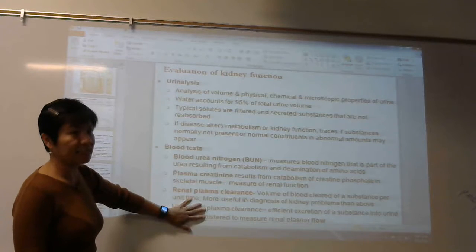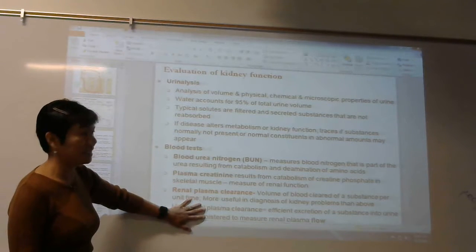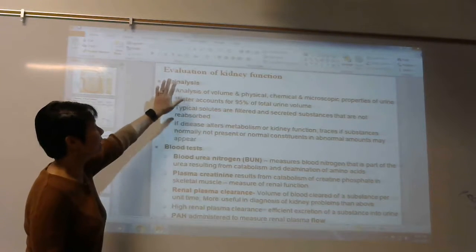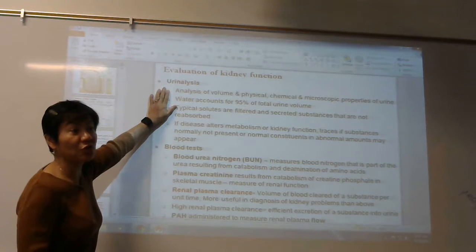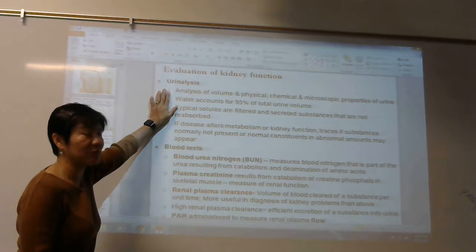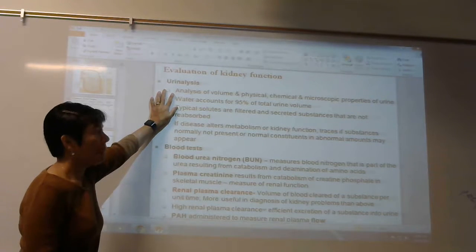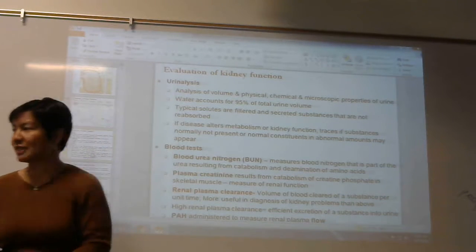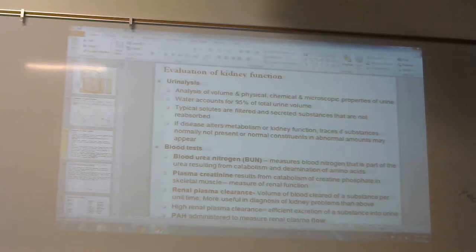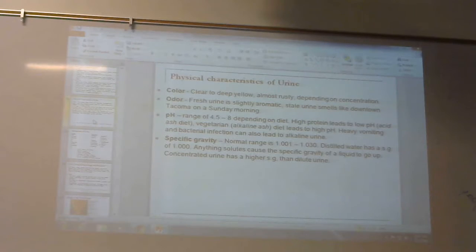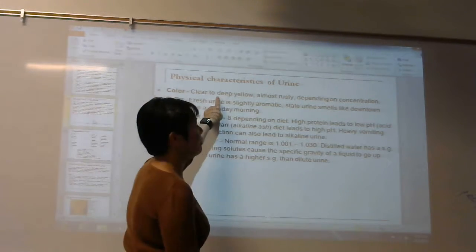Apart from blood, the most basic and still very useful tool is the urinalysis. That's why you're going to do urinalysis when we see each other again for our lab, okay? What is urinalysis? So you're going to look at the color of your pee. Remember this one. Look at.